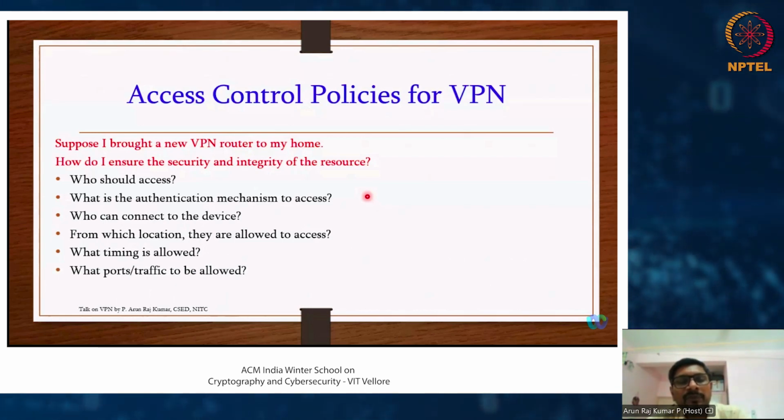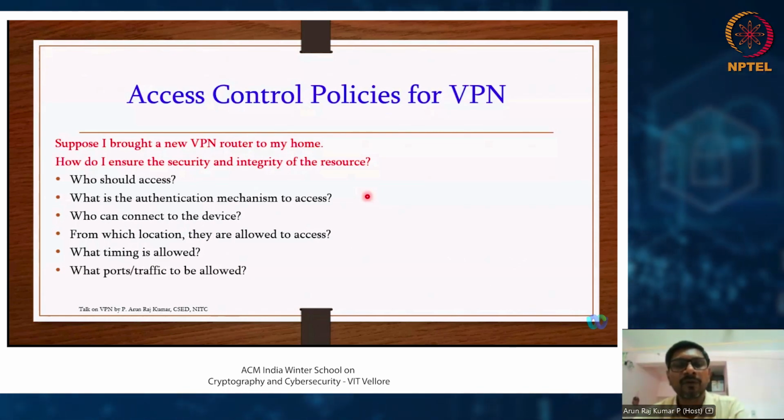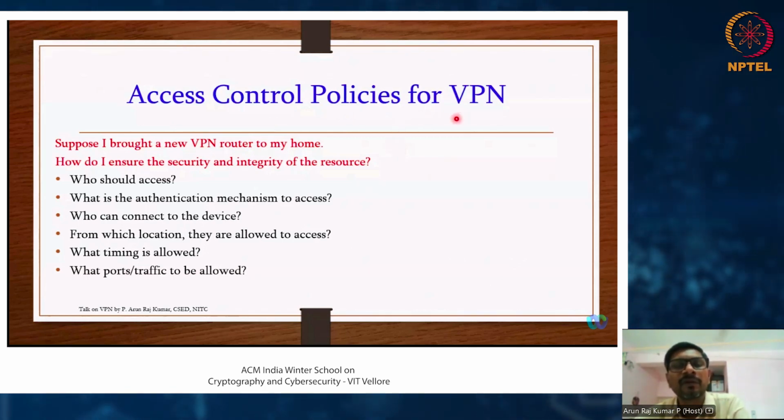Because if I don't ask these questions and don't implement the access control policies, then the VPNs are not safe. It means that you are leaving a backdoor entry for attackers to exploit your system, so that becomes a vulnerable point. Okay? That's why these questions are important when we write the access control policies for VPN. It's not only for VPN; for any security device, any resource that you would like to share with the outside world, we need to ask all these questions.